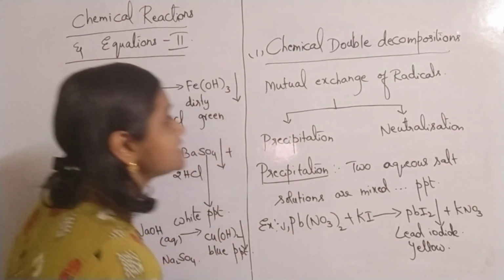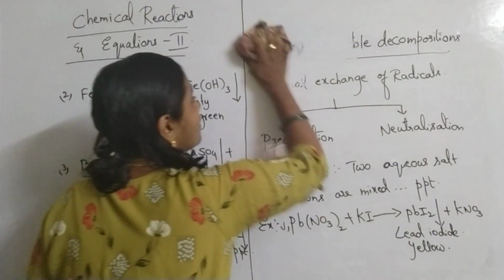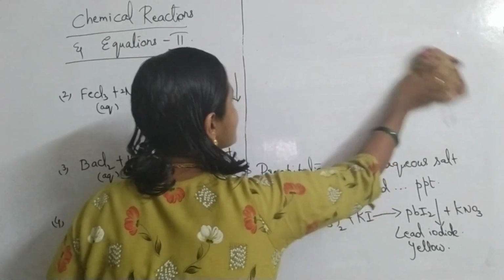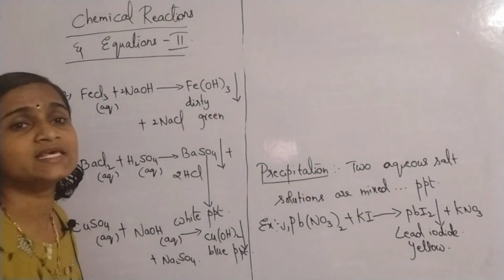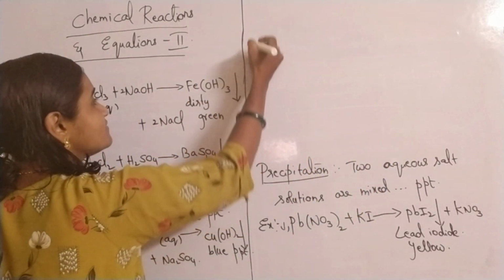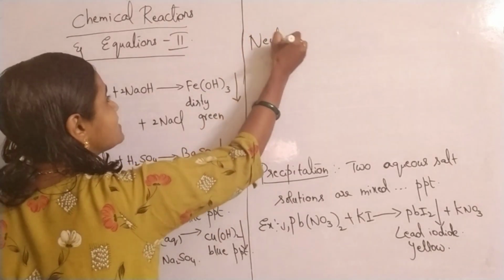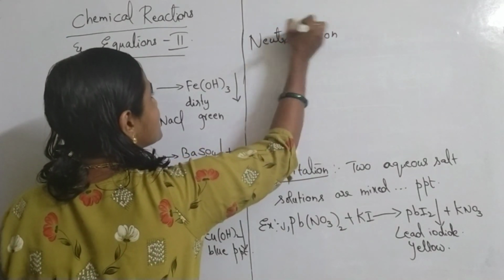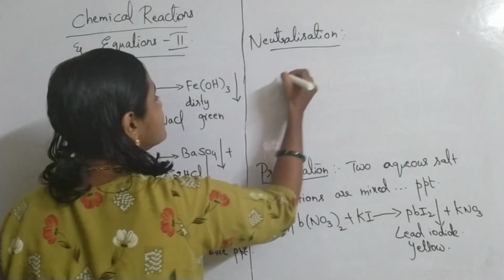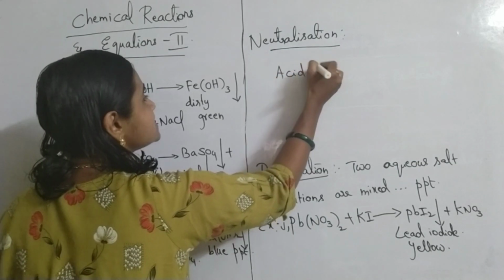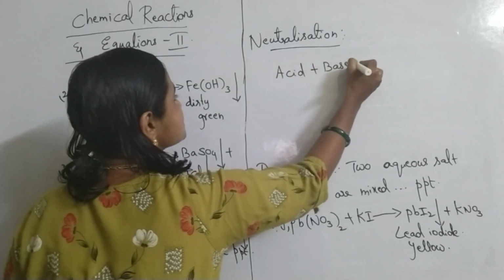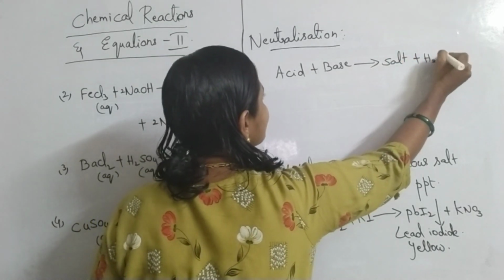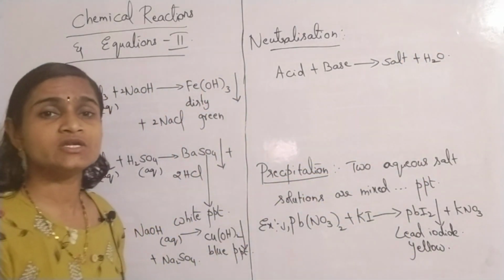What are neutralization reactions? Acid and base give rise to salt and water. Such reactions are called what? Neutralization reactions: reactions in which acid and base react with each other to form salt and water. Acid plus base gives rise to salt plus water. This is the general equation for a neutralization reaction.